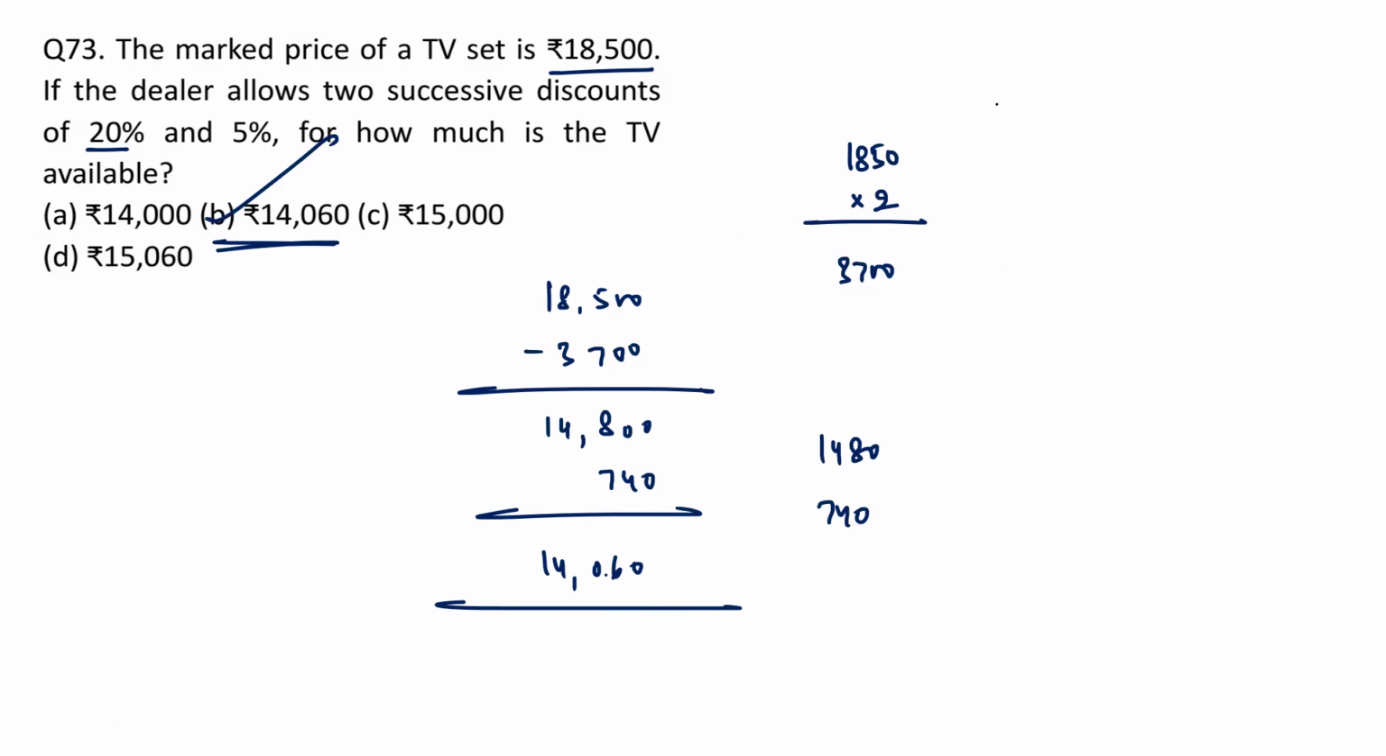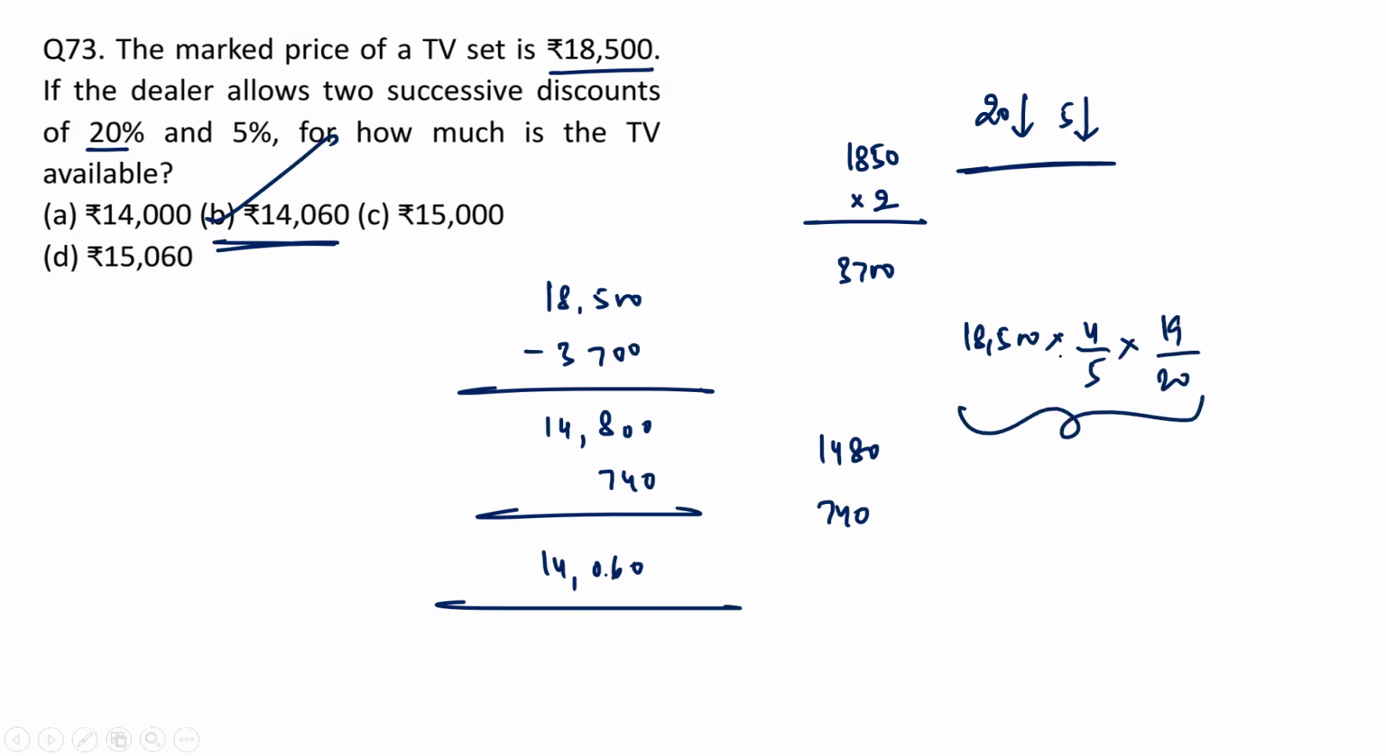So simply, you decrease it by 20% first, then you decrease it by 5%. You can do it in terms of fractions also. 18,500, a 20% decrease, you can write as 4 by 5. A 5% decrease, you can write as 19 by 20. So 2 zeros are going to be cancelled. So you can find out.